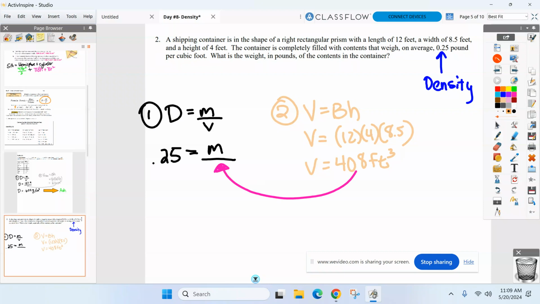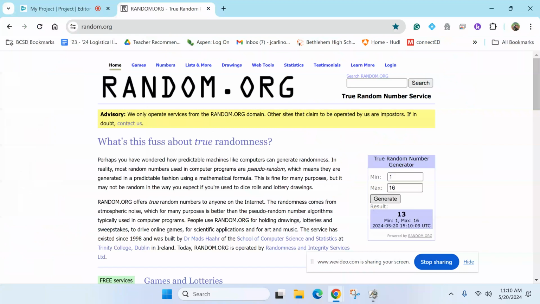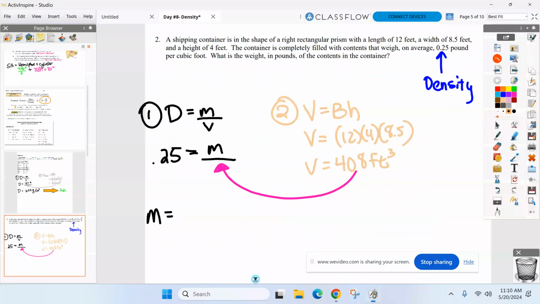Substitute it in for V into your density, and it'll tell me how heavy this weighs. What is the weight of this container here? Not a big container, huh? Not a big container, Ksenia. Why? How much does it weigh? 102. Can we talk units now?